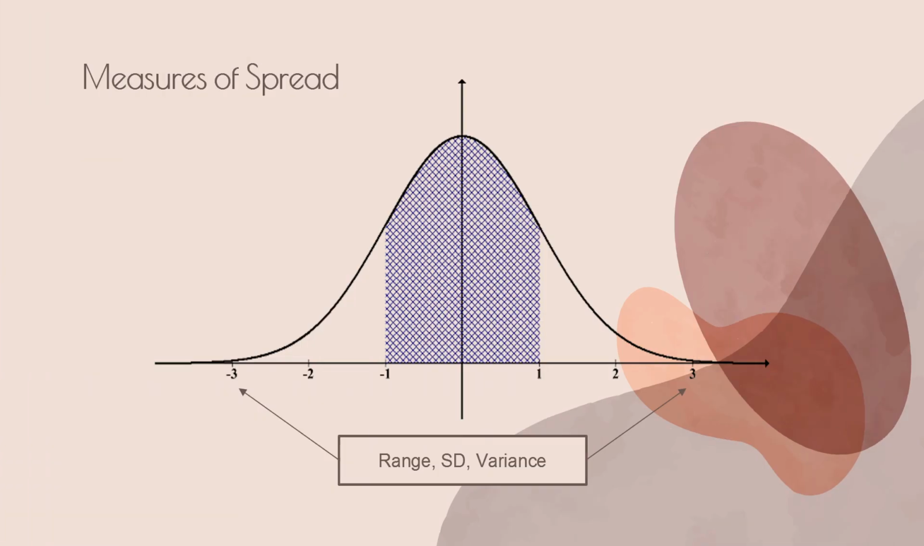Next, we have our measures of spread. So earlier we talked about the center. Now we're going to be talking about the spread of our data. It includes your range, your standard deviation, and your variance. So we're going to be talking about these individually.